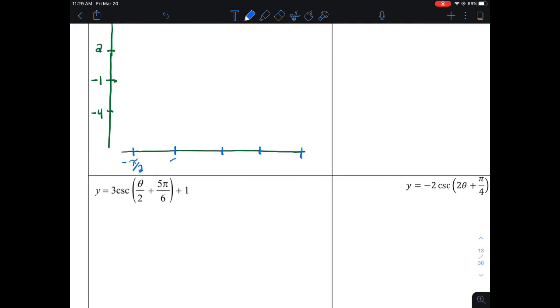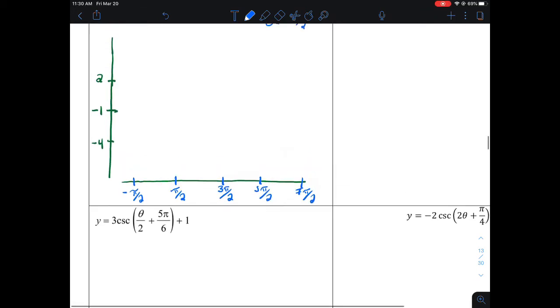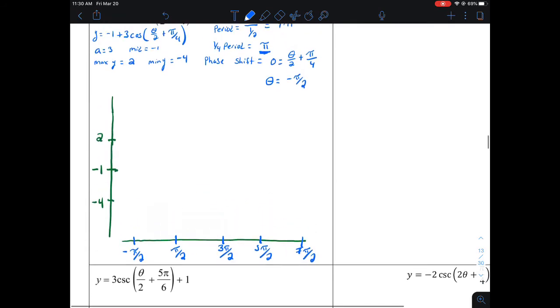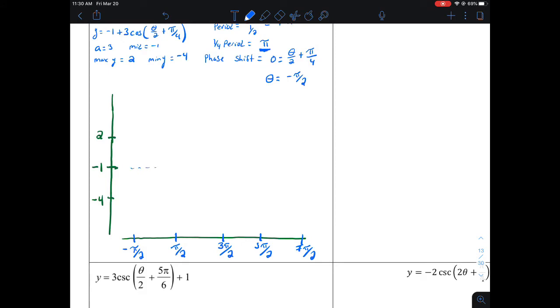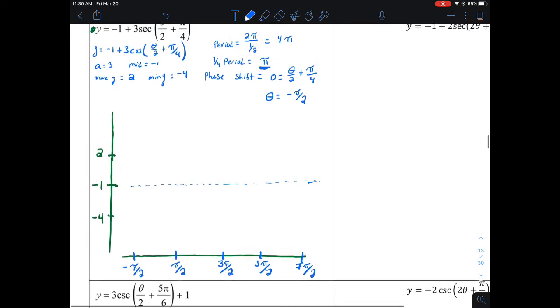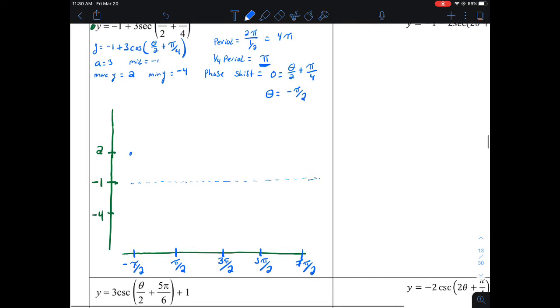So my second number on this would be pi over 2, and then 3 pi over 2, 5 pi over 2, 7 pi over 2. And I'm going to graph this cosine wave. So I'm going to make my midline. Now its cosine is positive out front, so cosine wants to start at a max. Go max, midline, minimum, midline, maximum. And here's my cosine wave.